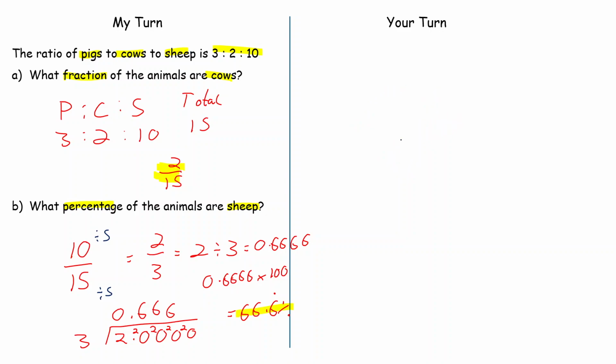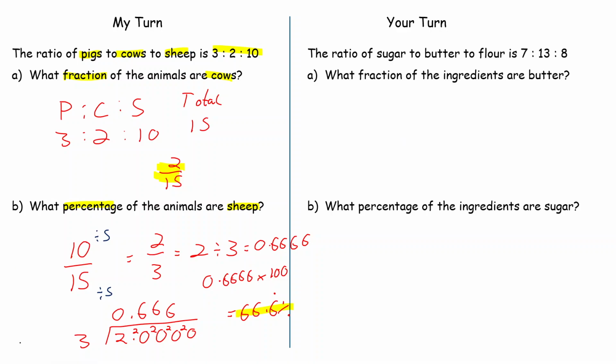Now, on to the last, your turn. You've got the ratio of sugar to butter. So you can pause the video and try this one yourself. The ratio of sugar to butter to flour is 7 to 13 to 8. What fraction of the ingredients are butter?